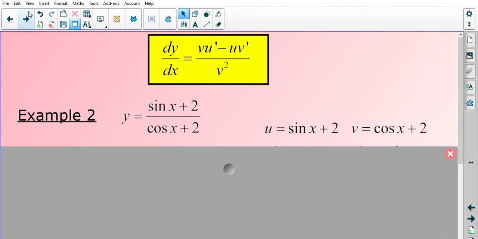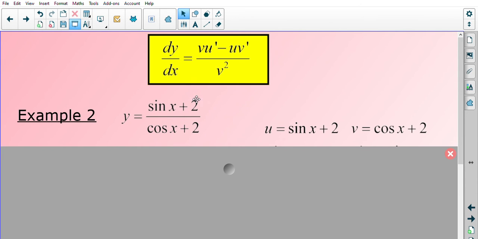So again, I'm going to use prime notation for this one, just so that you can see both formulas in action. They are the same, it's just different notation. So I'm going to use vu prime minus uv prime over v squared. My function I'm looking to differentiate in this question is y equals, and on the top, the numerator is sin x plus 2 divided by cos x plus 2.